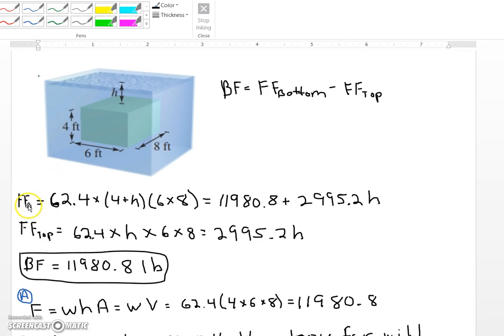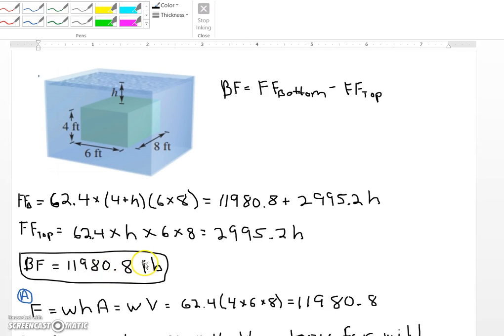And we subtract these two quantities, so the 11,980.8 plus 2995.2h minus the 2995.2h, and we just wind up with the 11,980.8 pounds. That is the buoyant force of the box.